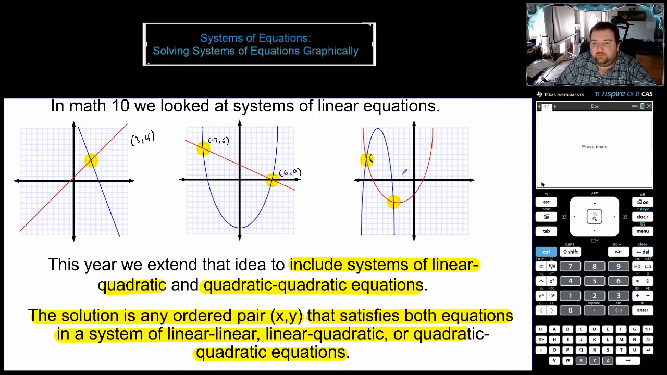So this one has the point (-9, 4), and this one has the solution (4, -4). And that's basically how we're going to be solving these: graphing them and then looking at points of intersection, because those points belong on both functions.